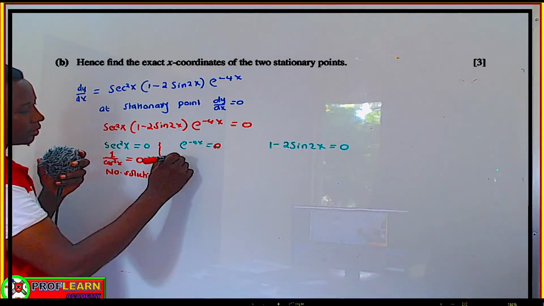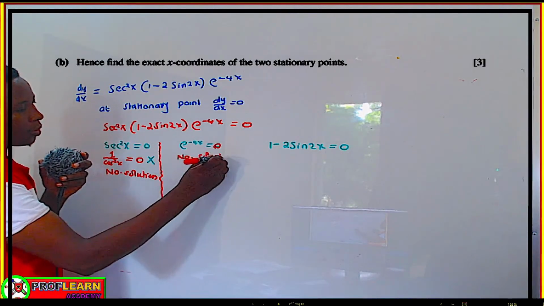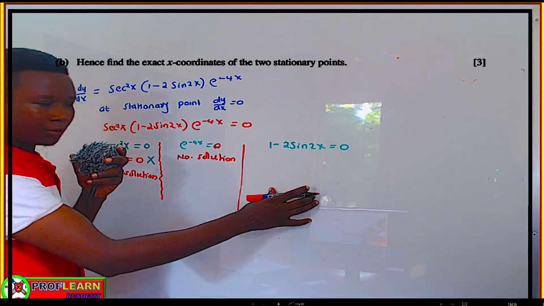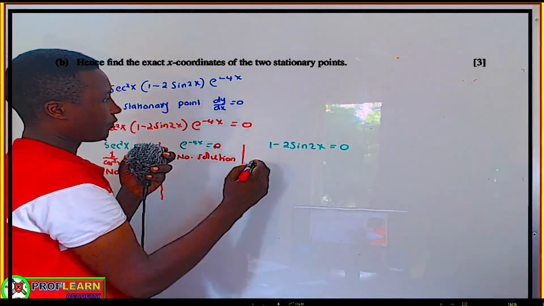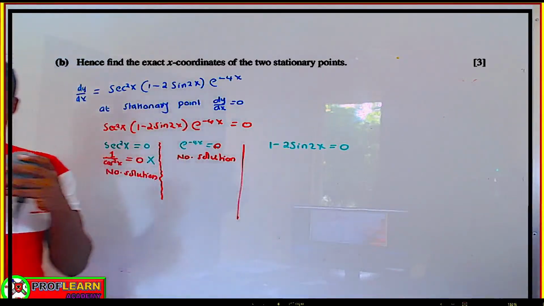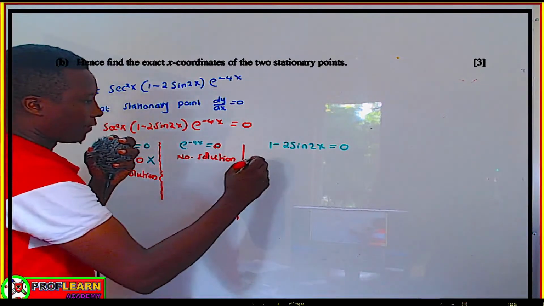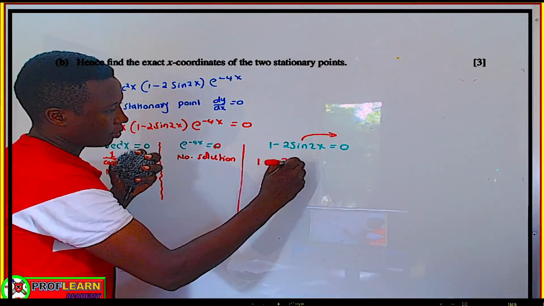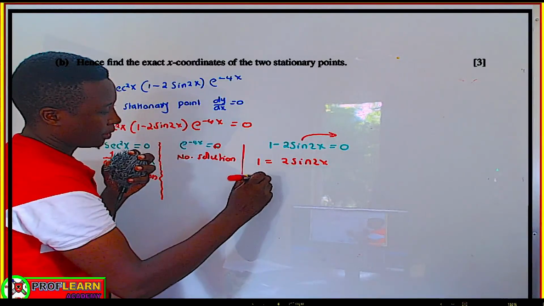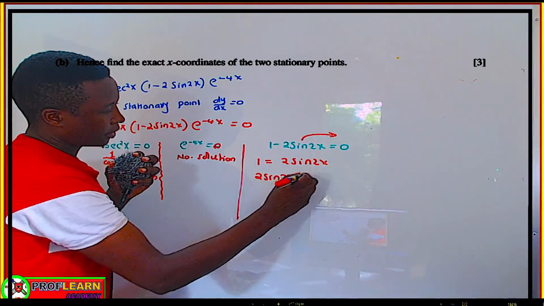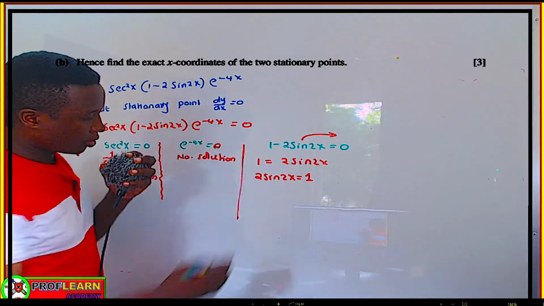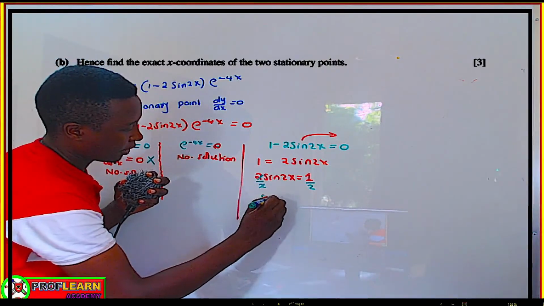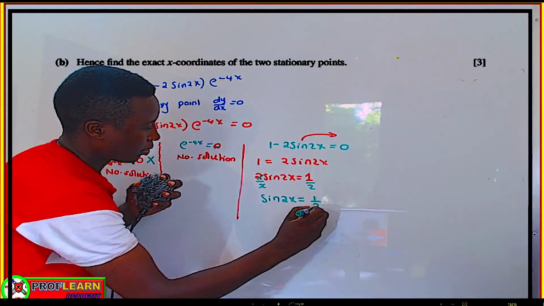So at this point also we say no solution. So we are going to be left with one option, whereby we are going to try to use this one in order to get the value of x, because we are finding the exact x coordinate. That's going to be 1 is equal to, by taking this to the other side, 2 sine 2x, and this means 2 sine 2x is equal to 1. We divide by 2, and we end up having sine 2x is equal to a half.